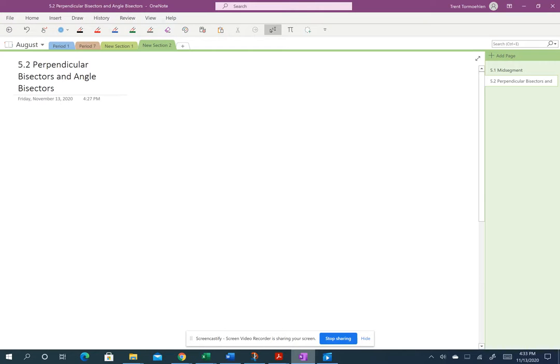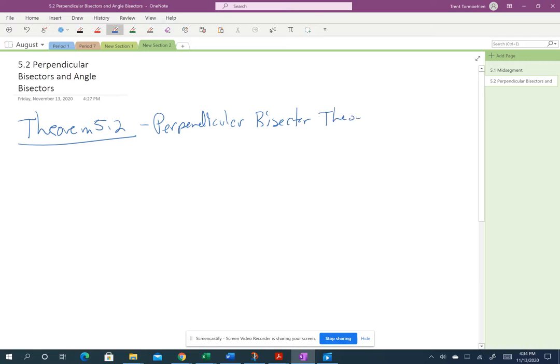So we're looking at perpendicular bisectors for section 5.2. When we are talking about perpendicular bisectors, we have a theorem called the perpendicular bisector theorem. It talks about points that are on the perpendicular bisector of a segment. What it says is, if a point is on the perpendicular bisector of a segment, then it has a very special property.